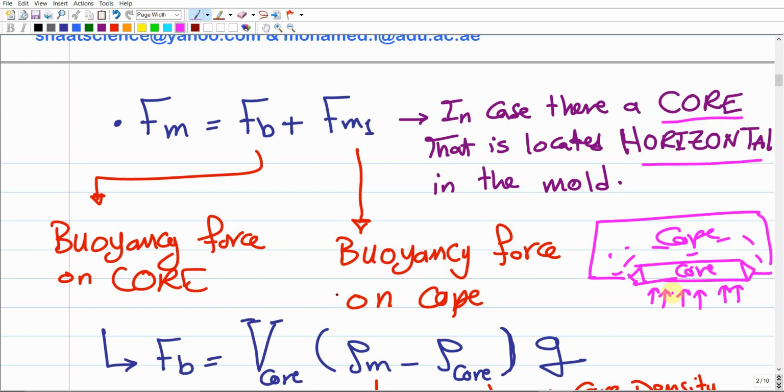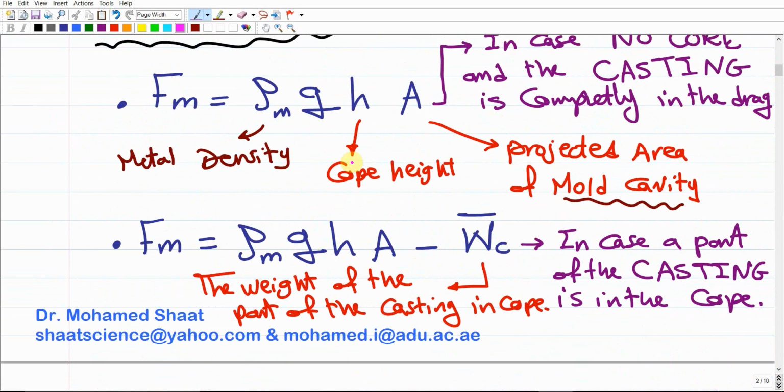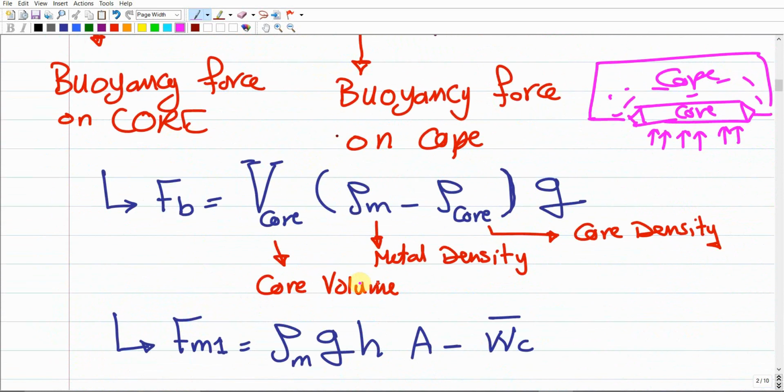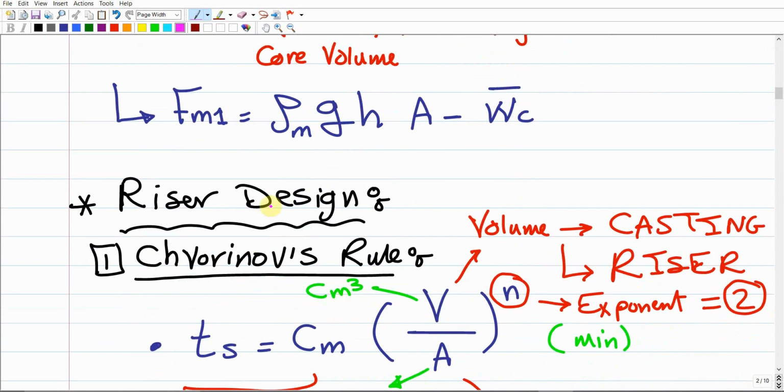This is only in case the core is horizontal. In case the core is located vertically, this pushing will be negligible, or there is no pushing at all. So this FB term will be zero. It means that we're going to work as if there is no core, as I'm going to show you in an example right now. This is for the buoyancy force.